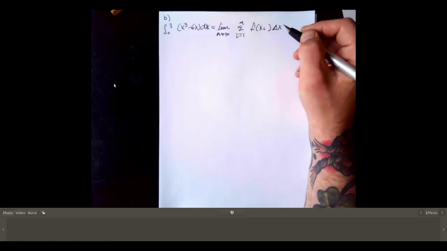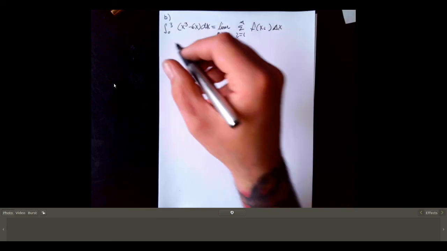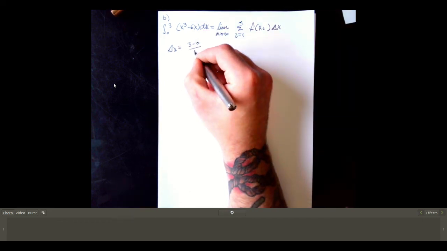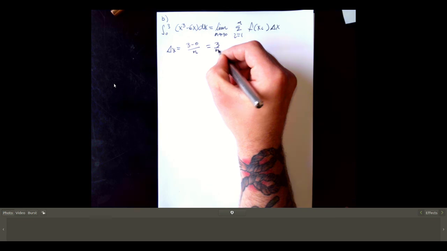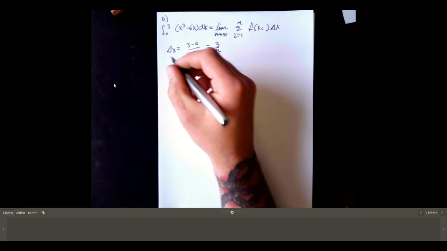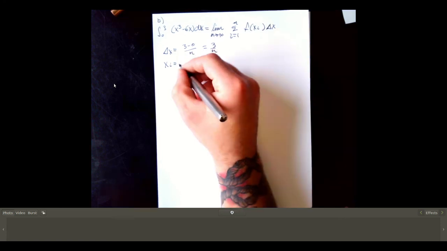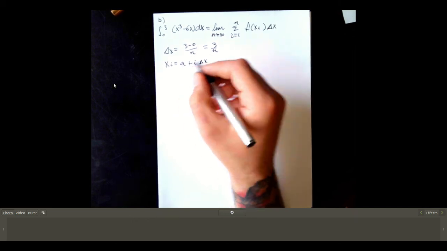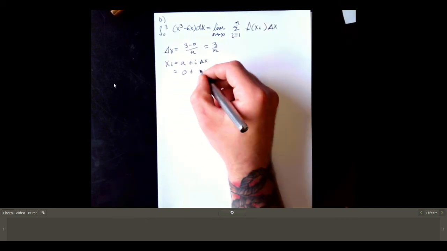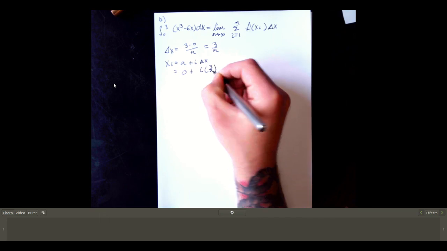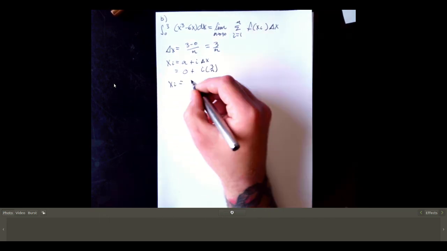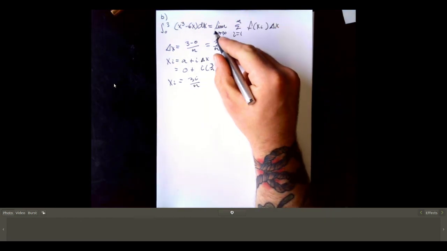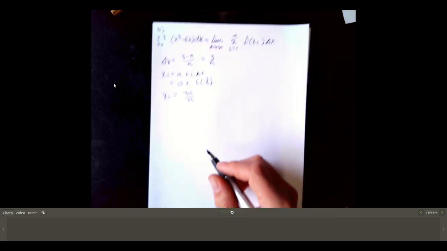And so now we need to figure out some information. First off, we need to discuss what delta x is. Delta x is going to be 3 minus 0 divided by n, or just 3 over n. And we need our x sub i's. X sub i's are equal to a plus i times delta x, which in this case is equal to 0 plus i times 3 over n, which I'm going to write as 3i divided by n for now.